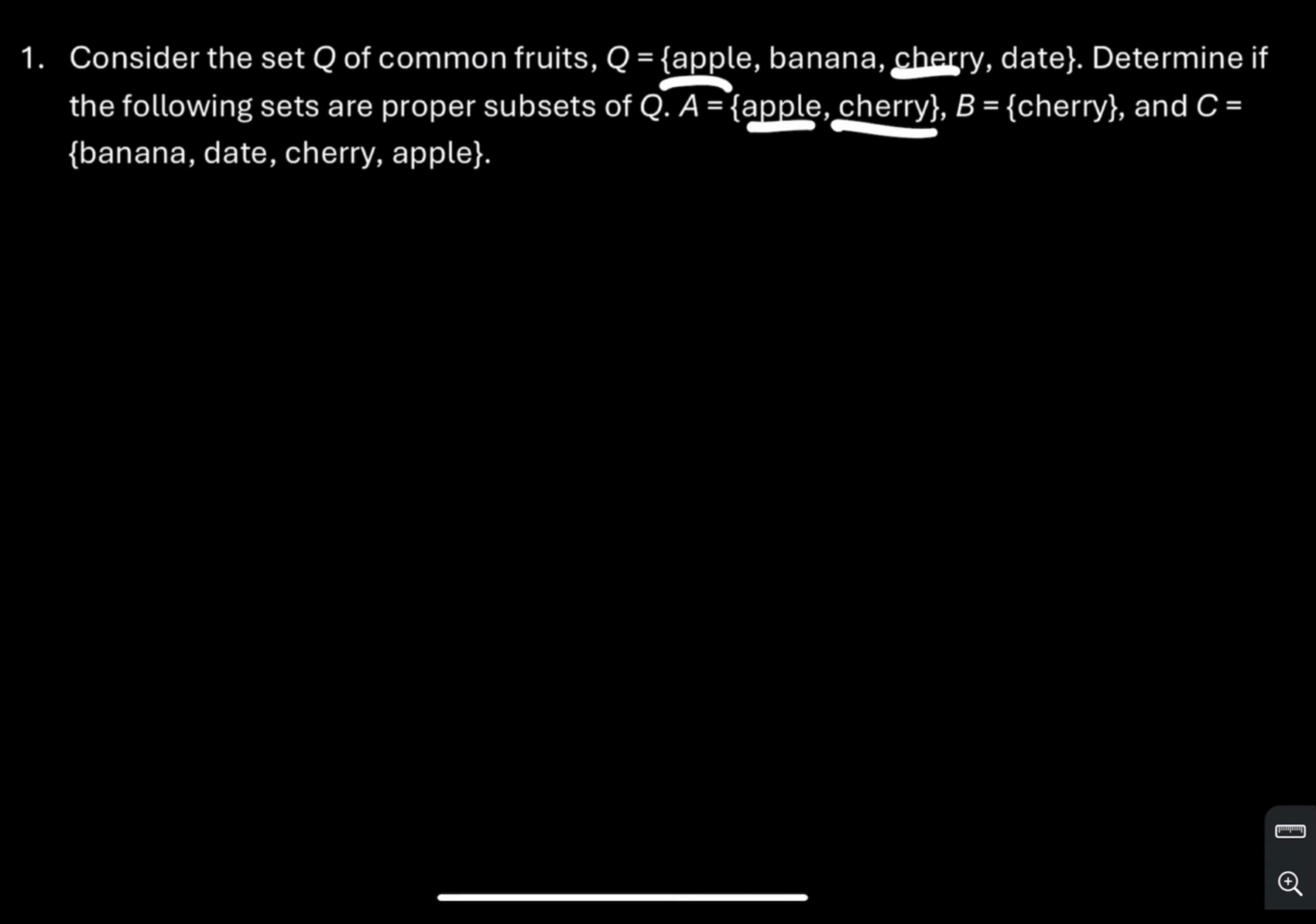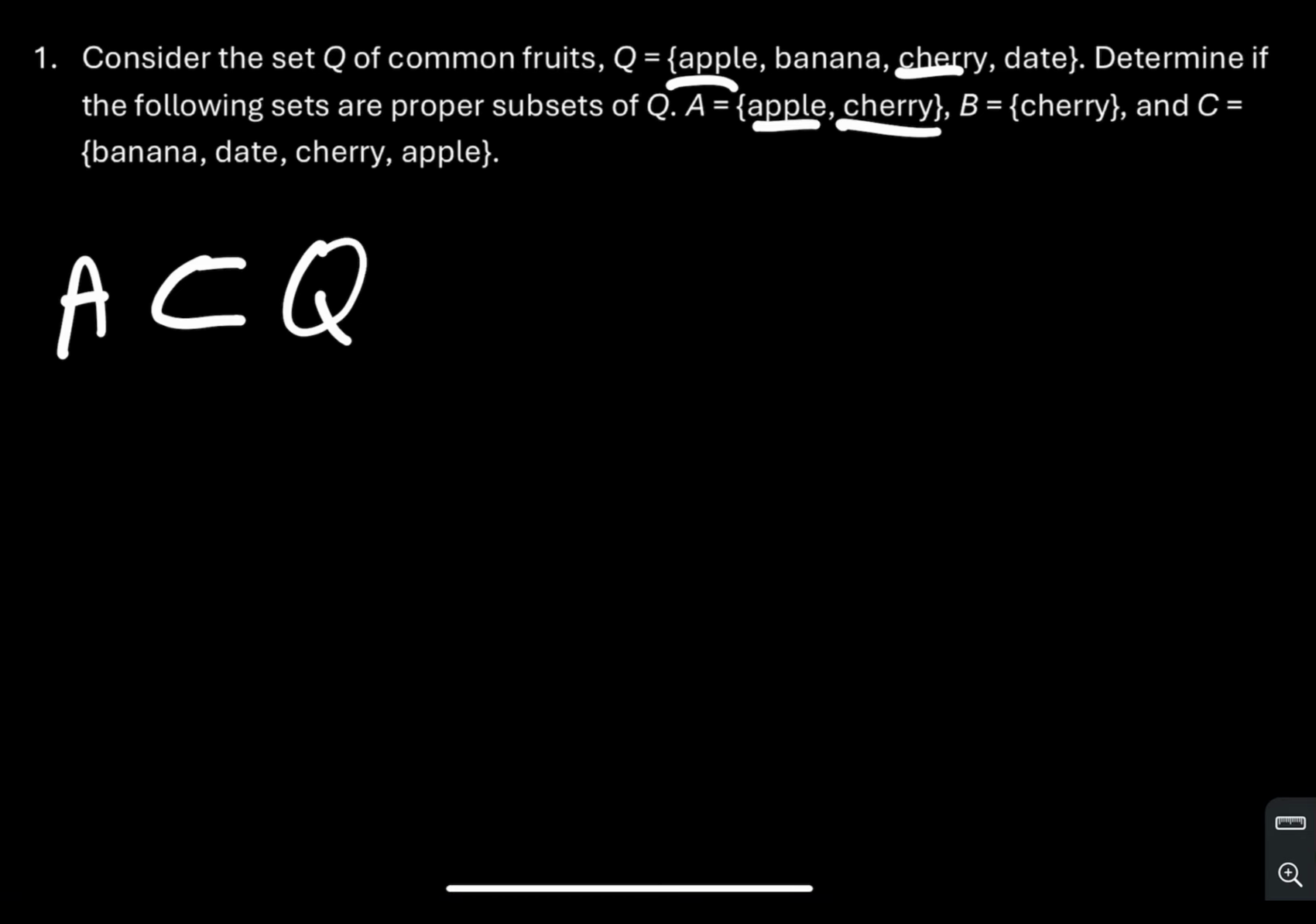Now, is it a proper subset or a subset? Remember, a proper subset is when it contains only elements from the set we're referring to, and the amount of elements is less than the amount of elements in the set we're referring to. Since it doesn't have the entire set of set Q, we know that it's a proper subset. So we can write this as A, and then we have the notation that it is a proper subset of a set, which is just an elongated C, and then we have Q. So this is just saying A is a proper subset of set Q.